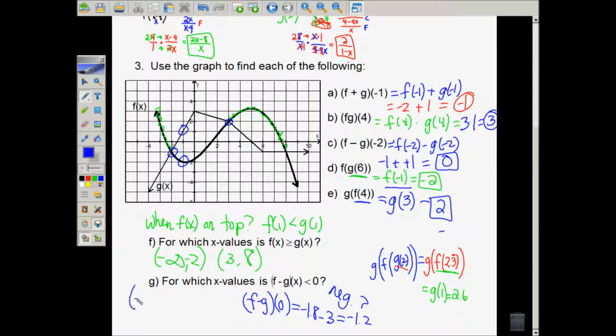Now, wouldn't it go from 8 to negative infinity? Not negative infinity, but what? What's to the right? Positive infinity.